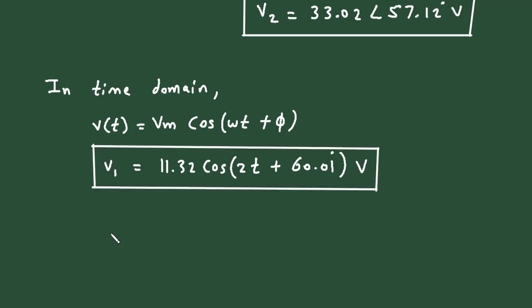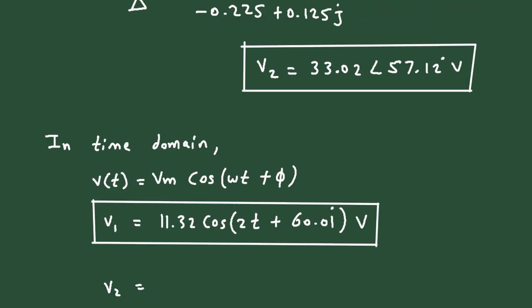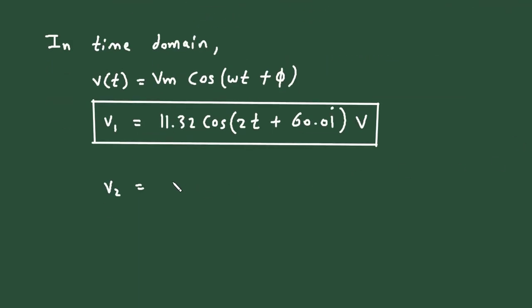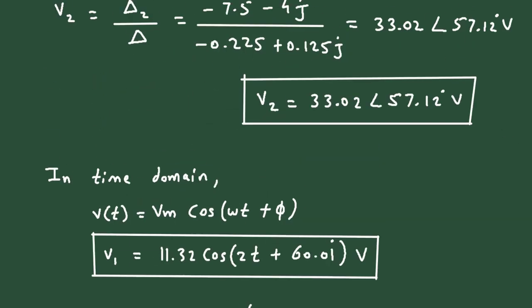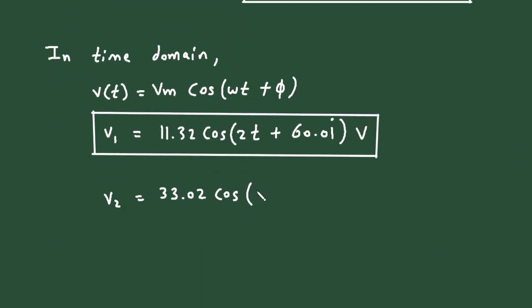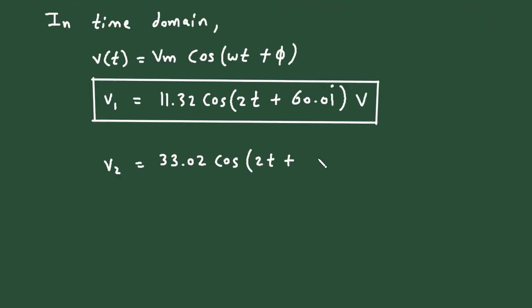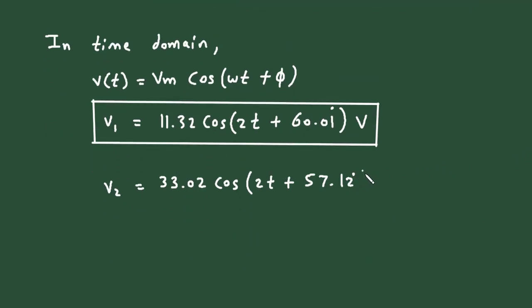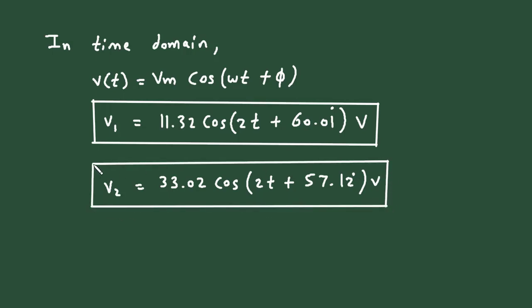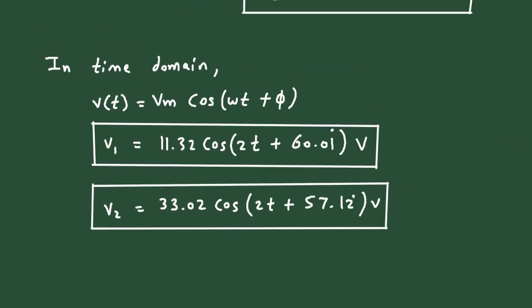Then next is v2. For v2, it will be 33.02 cos, and the omega value will again remain the same, 2t plus phi, where phi is 57.12 degrees, volt. So this is the value of v2, and this is how we can find the value of voltages in time domain format.